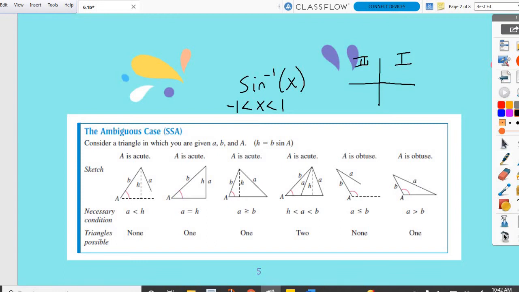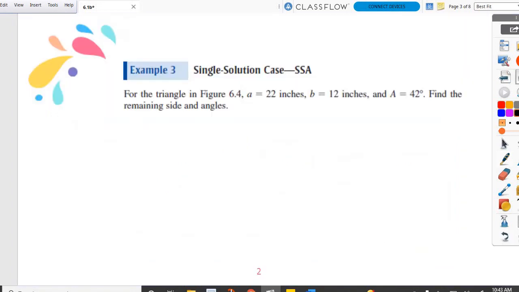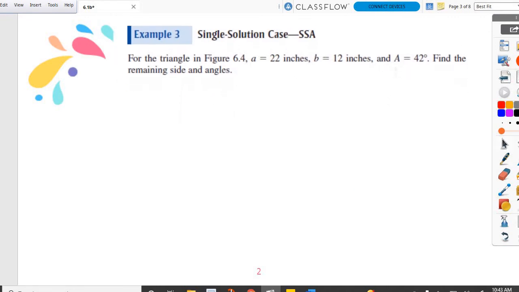Like I said, you don't need to have those memorized. We're going to walk through practically how we get no solution, one solution, or two solutions. I just wanted you to see the picture so we could see what it would look like. So let's look at a problem.